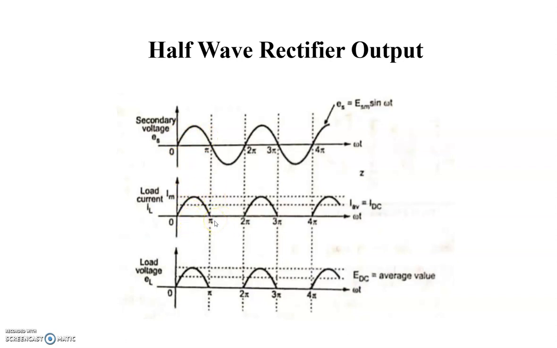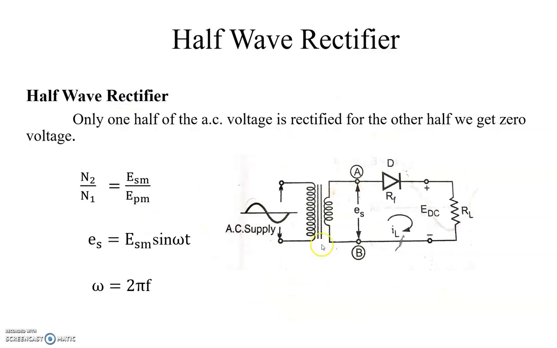During the negative half cycle, what happens? This terminal is more negative when compared to this one, so the diode will act as an open circuit. That means no current flows in this RL, so all the input voltage appears across the diode. So in your output it is 0.